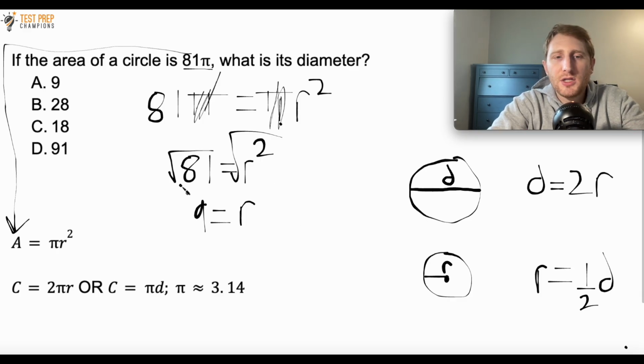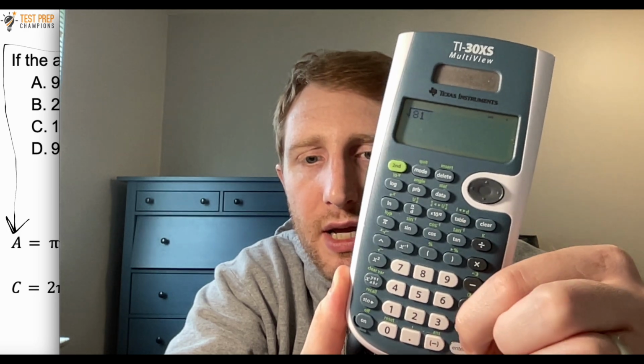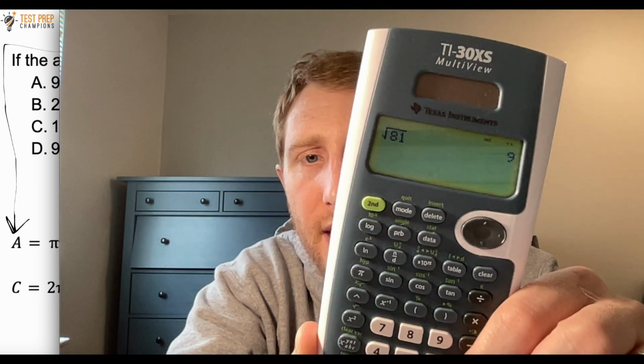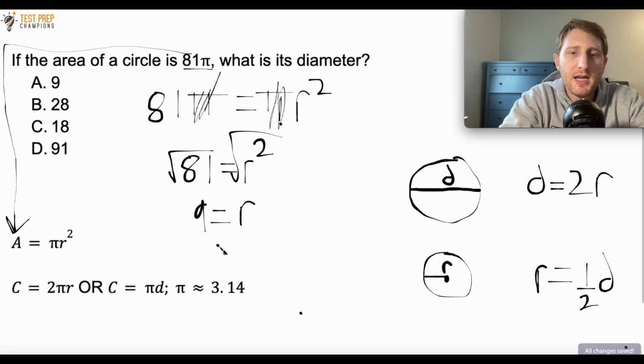And you can take the square root of 81 by just using your calculator. The way that you do this in your calculator is you'd hit second here, and then you come over here and press this button, and it'll bring up the square root symbol. Then you just enter 81, and you hit the enter button, and it shows you the answer here. So the answer to the square root of 81 is 9. So I have 9 equals r. So A is the correct answer here, and we can move on to the next question.